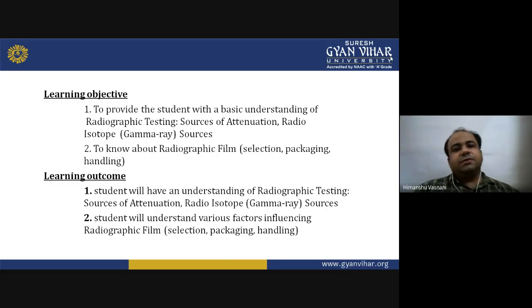Today's objective is to provide students with a basic understanding of radiographic testing, sources of attenuation, radio isotopes, gamma ray sources, and to know about radiographic film selection, packaging and handling. And today's outcome will be that students will have an understanding of these topics and will understand the various factors influencing radiographic film selection, packaging and handling.